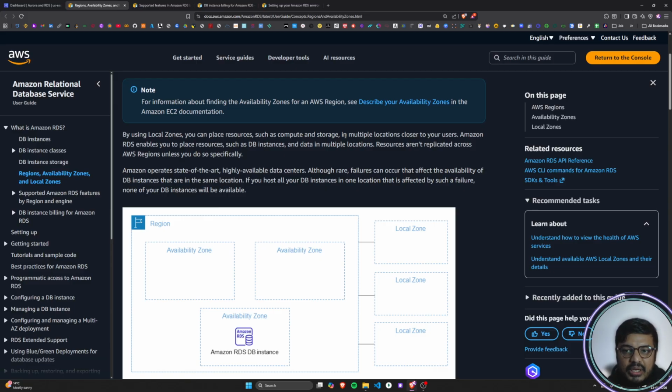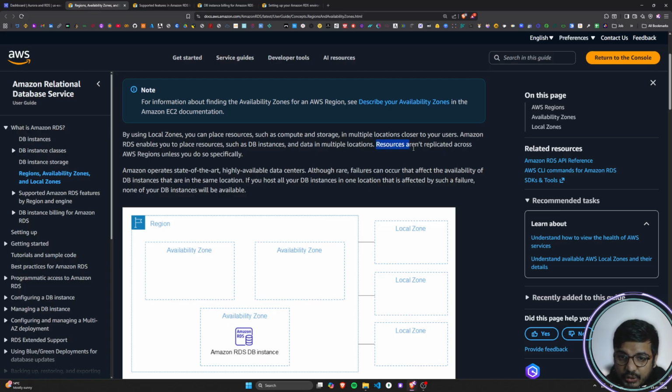So what we will try to do is create our infrastructure in such a way that the compute, meaning our app server, and the databases can be as close to the users as possible. Amazon RDS enables you to place resources such as DB instances and data in multiple locations. Resources are not replicated across AWS regions unless you do so specifically.